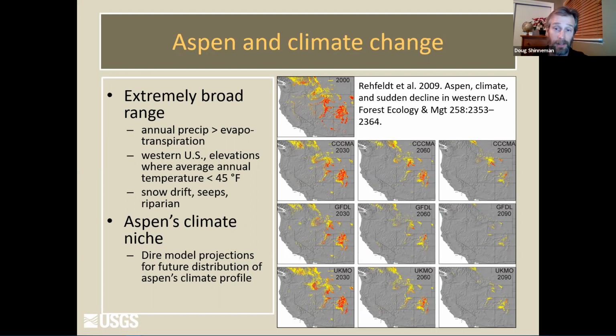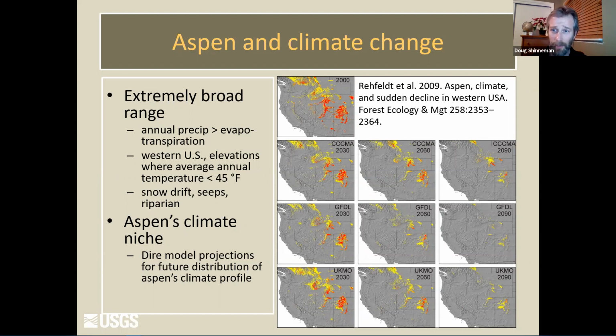Many of these areas that are projected to deviate the most from the suitable climate conditions for aspen, interestingly, coincided with some of the same areas that have been affected by sudden aspen decline, as I mentioned earlier, especially on southwestern aspects and at lower elevations.